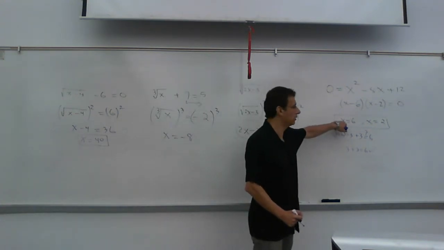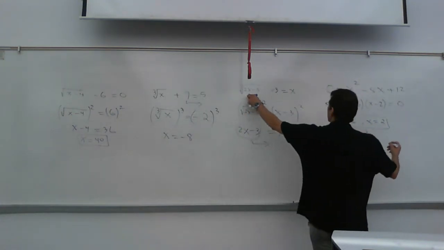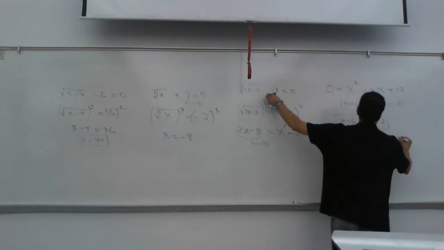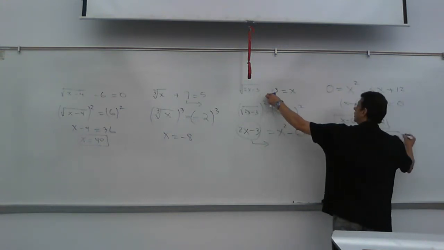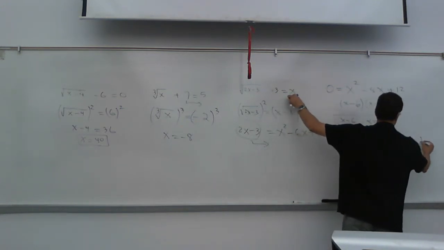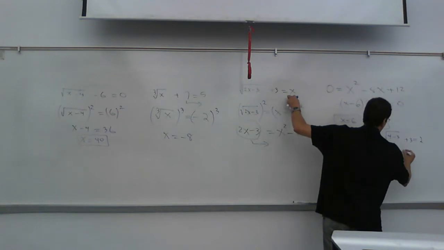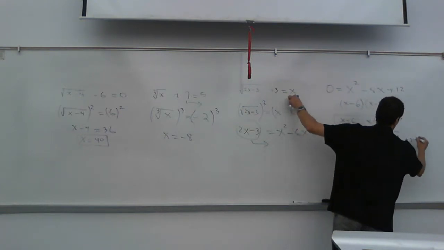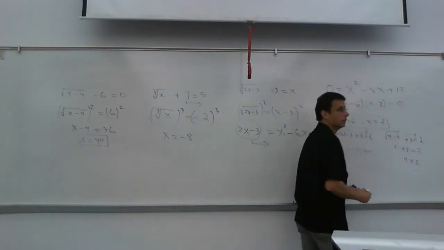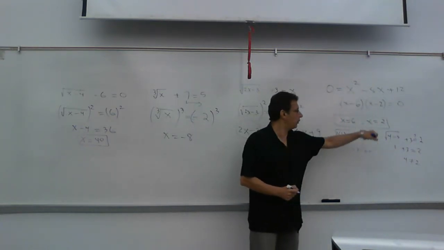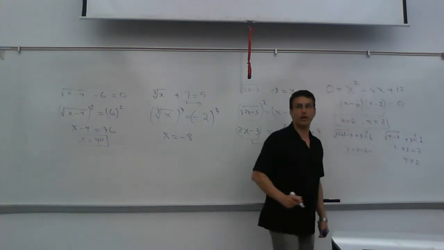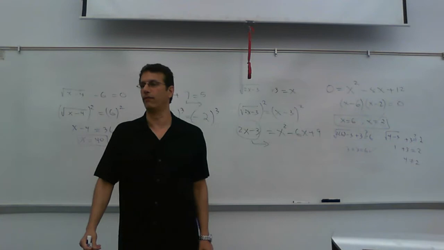So we're okay. How about 2? Let's put it in there. 2 times 2? 4. Minus 3. 1. Plus 3 is equal to 2. So 1 plus 3 is equal to 2. 4 is not equal to 2, is it? So I want to see this one, and I want to see the solution. Then I want to see that you cross it out. And that's good enough for me.